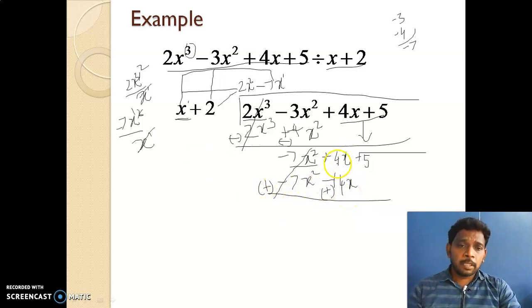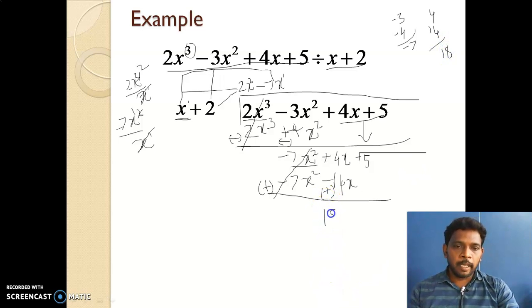Okay, next simplify this. Here plus 4, here after changing the sign plus 14. So both are the same sign. So when we add, 18, so here 18 and write the variable x as it is. Okay, and then bring down the next number here, that is plus 5. Okay, now this is the remainder in this stage, the second stage.